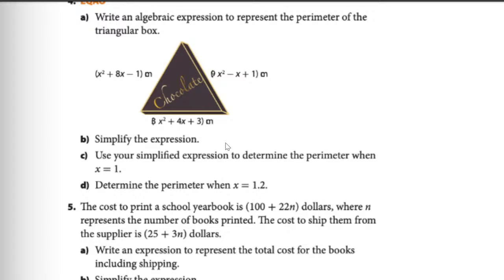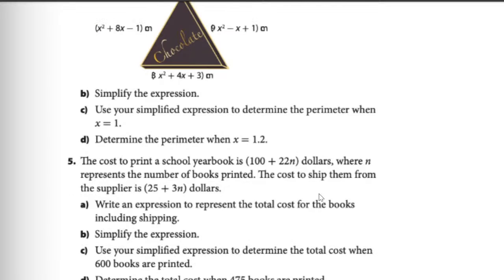But in this case here, you're just going to add all those up, simplify it down, and once you've simplified it, you'll have an x squared portion, an x portion, and then a number. You replace and then you just have a formula that you can use to actually calculate the perimeter by replacing the x with the number 1, and then in part D, replacing it with the 1.2.